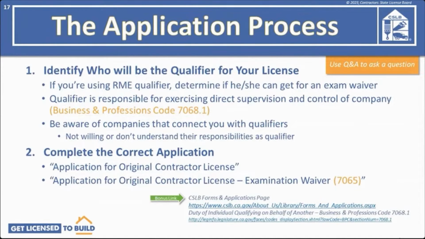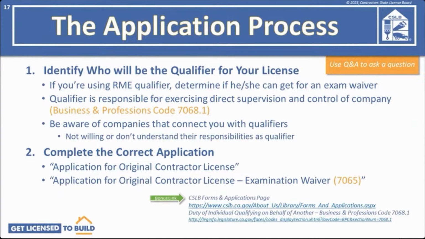First, identify who will be the qualifier for your license. That person will be responsible for exercising direct supervision and control of the company. If you're using an RME, or responsible managing employee, as your qualifier, determine if they can qualify for an exam waiver. Be aware of companies you pay to connect you with a licensed qualifier. In some cases, these qualifiers cannot exercise the direct supervision needed, or they aren't willing, or don't understand their role as a qualifier.